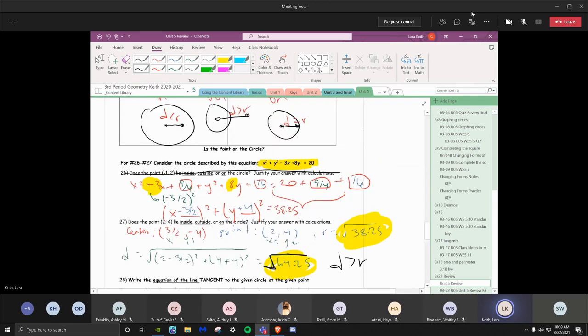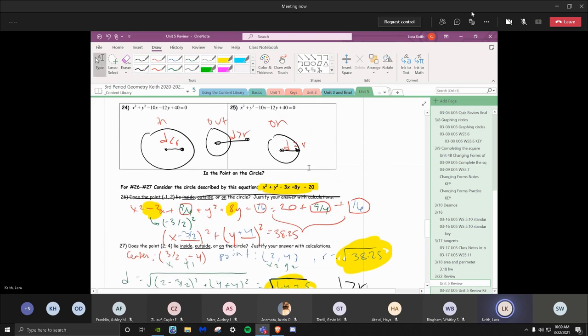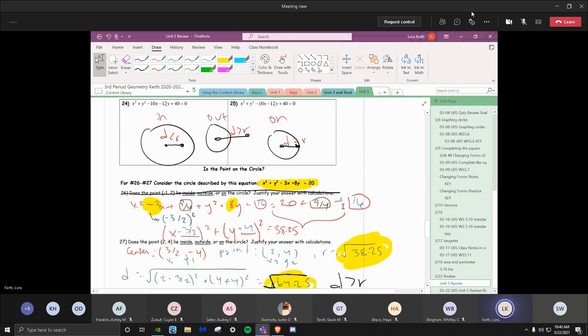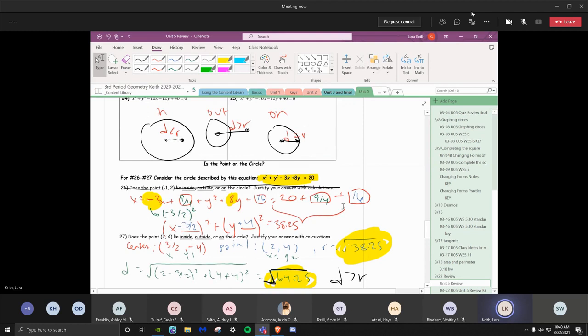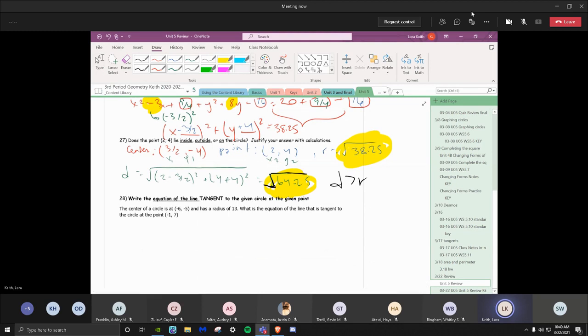So which case are we? Are we outside, on, or inside the circle, if our distance is greater than the radius? Yeah, we're outside the circle. So our final answer is that it's outside.